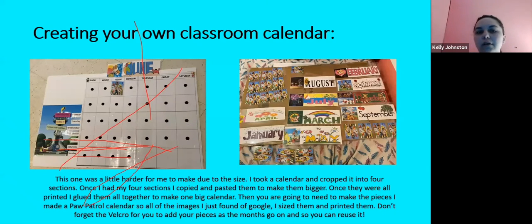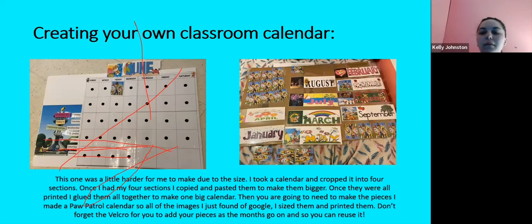So creating a calendar, we do calendar every single day. It helps our kiddos to know what the month is, what the day is, stuff like that. So this one was a little harder to make due to the size. I took a calendar and I cropped it into sections. Once I had my 4 sections, I copied and pasted them onto bigger ones. Then I printed and glued them together, also laminate them.